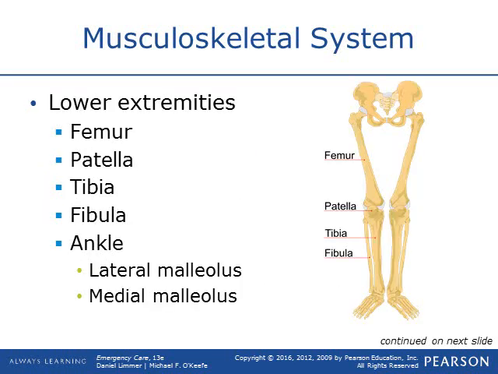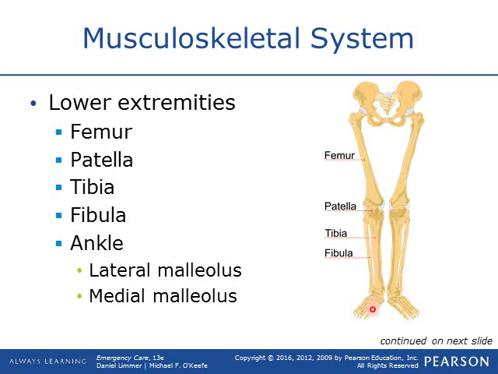With the lower extremities, you have first the femur, the big bone where your thigh is. The femur is the biggest bone in the body. Next, the patella. The patella is your kneecap. Then your tibia, that's your shin. The tibia is the bone that you can feel. The fibula is the lateral bone, so lateral meaning towards the outside.